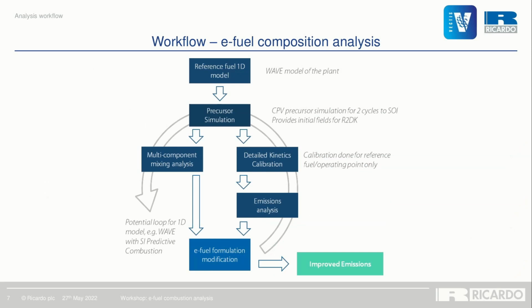The e-fuel composition analysis workflow works as follows. We start with a reference fuel and a 1D model, like a wave model of the power plant, which will feed into boundary conditions for the CPV precursor simulation that will usually run for 1 or 2 cycles until a cycle-to-cycle converged solution is obtained. The cycle-to-cycle converged solution is then used to provide the initial field for the more costly R2DK simulation, which can then analyze either the multi-component mixing or, after calibration, the combustion and emissions of the fuel formulation.